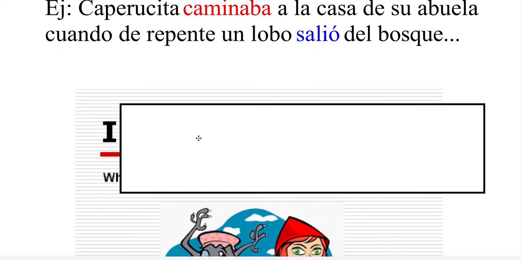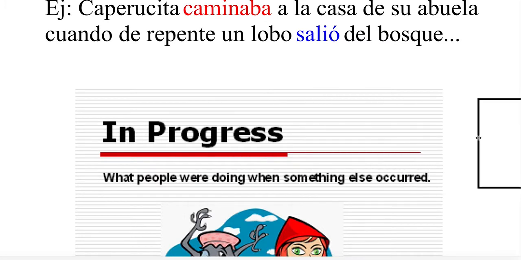So if you said that the imperfect, the caminaba, is the in progress action, you would be correct. So what was happening when something else occurred, when there was an interruption? Well, Little Red Riding Hood was, and this is again that little squiggly, the in progress action, walking, when all of a sudden, here's your lightning bolt, the interruption, the wolf came out of the forest, okay?